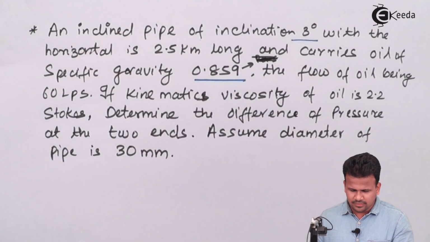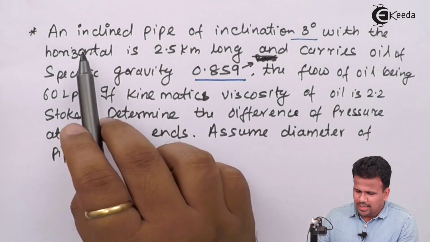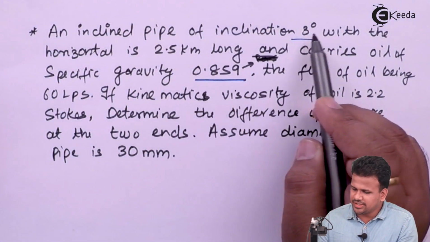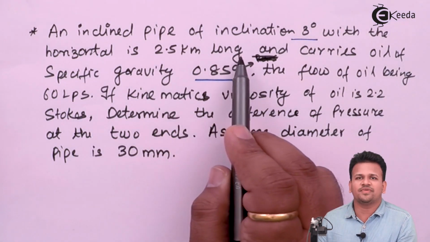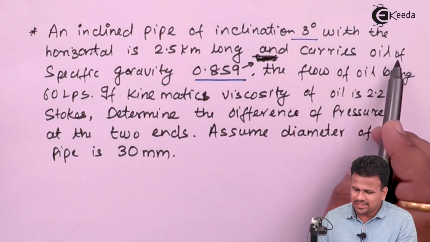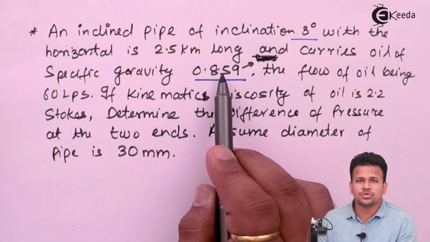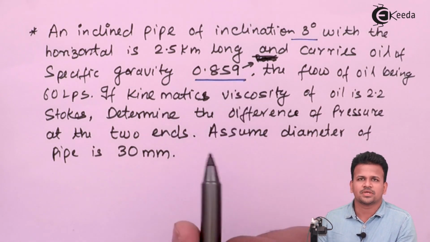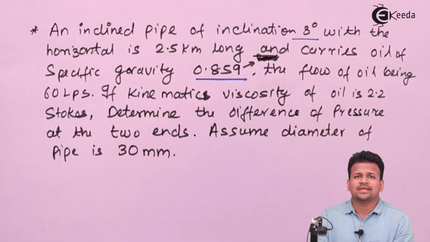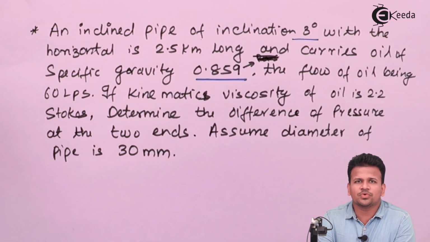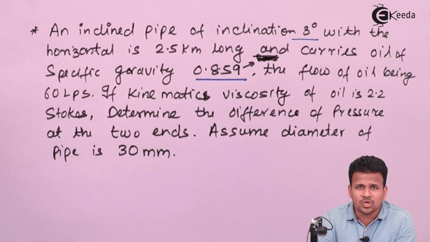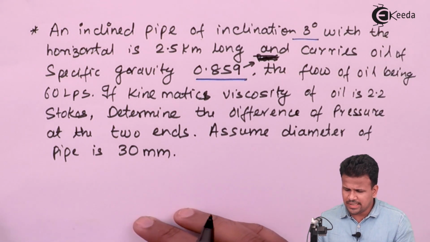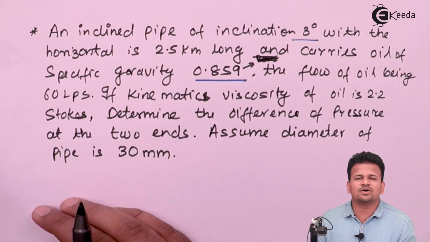So we have a problem over here which says that an inclined pipe of inclination 3 degrees with the horizontal is 2.5 kilometers long and carries oil of specific gravity 0.859. So what is actually given to you? There is a pipe which has a length of 2.5 kilometers and it is inclined at an angle of 3 degrees to the horizontal. So let us draw this entire pipe which is carrying oil of specific gravity 0.859.